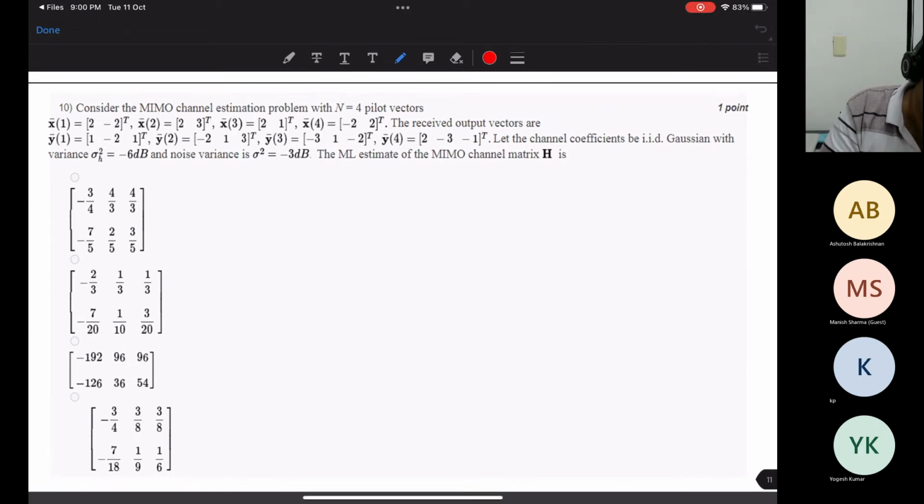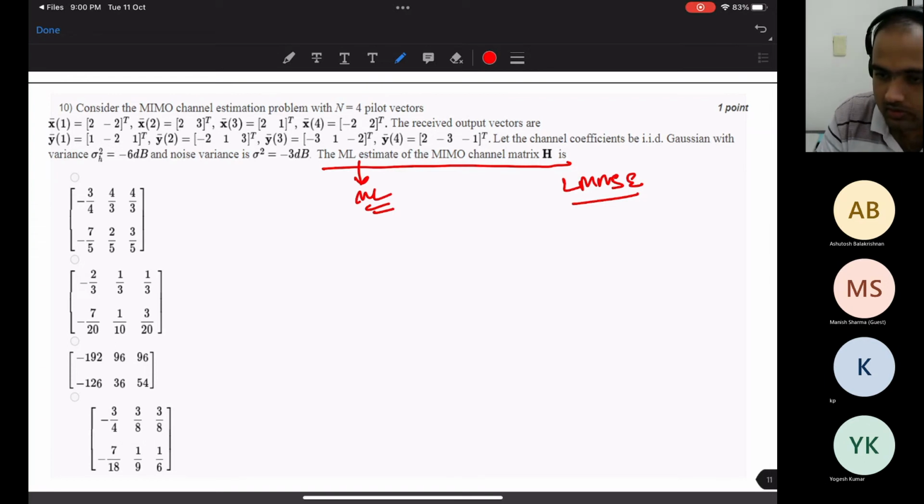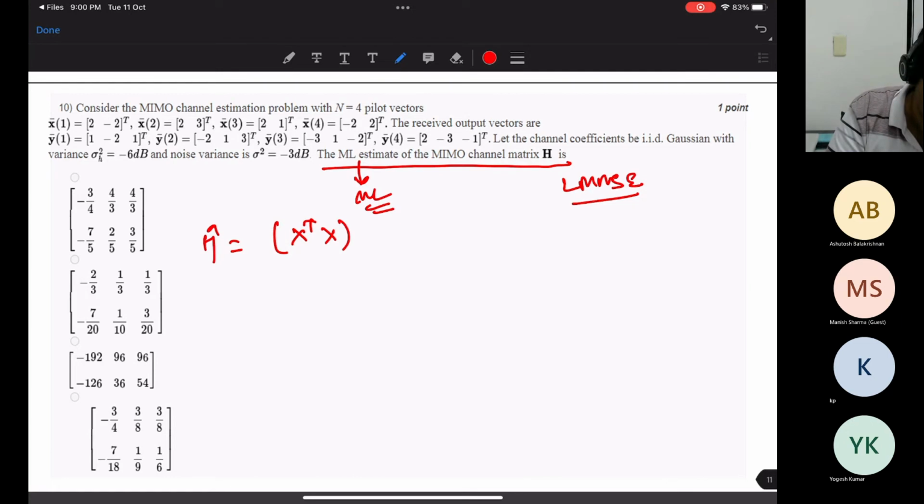Question 10. Again, we are given a MIMO channel estimation, and we need to find the ML estimate. So far we have been doing LMMSE, but now we are just asked for the ML estimate, so read the question carefully. This is very straightforward, and I think we did it in week 4 or 5. It is X transpose X inverse X transpose Y. That's it.